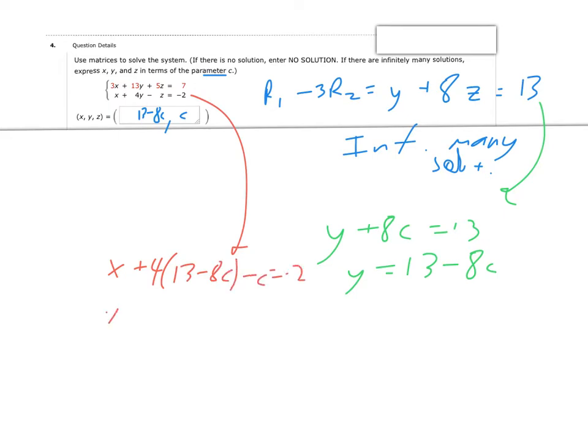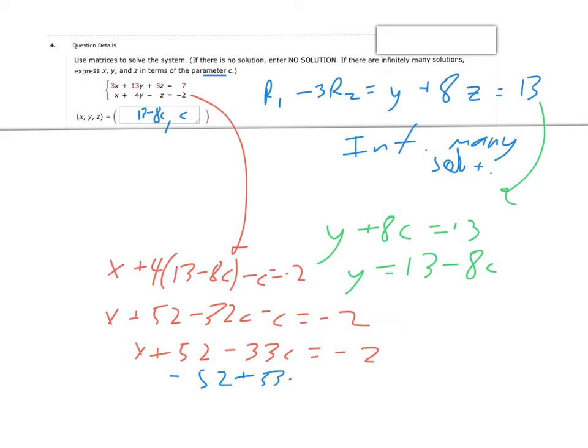And so I get x plus 52 minus 32c minus c equals negative 2. So x plus 52 minus 33c equals negative 2. And I'll go ahead and subtract 52 over and add 33c in the same step. And so that gives me x equals 33c minus 54 from combining those like terms. So that's what's going to go in for my x.